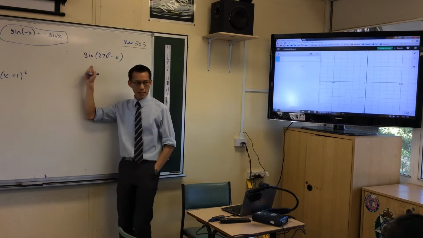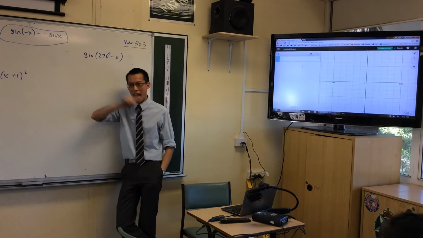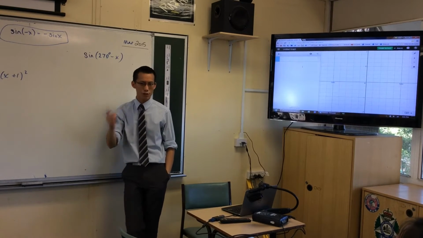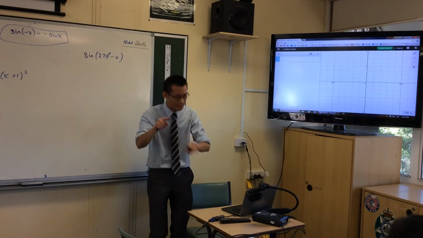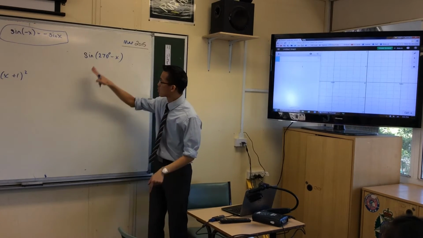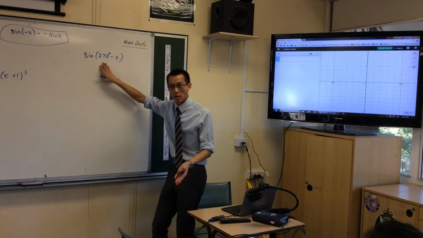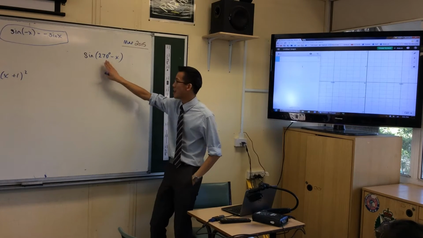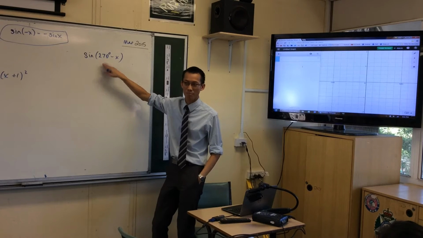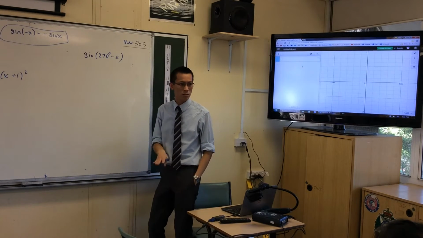Now sine is periodic every how many degrees? 360. Every 360 degrees is the same thing. So I could add 360 degrees to this and it'd be the same. I could take away 360 degrees and it would be the same. And you can see, because this is a big positive number, I probably want to subtract. Do you agree with that?